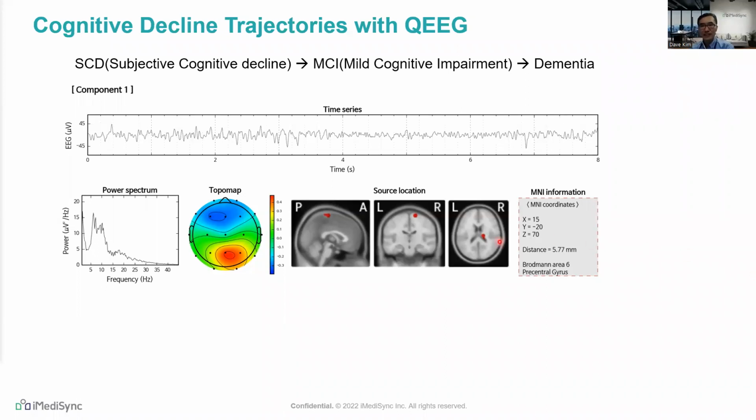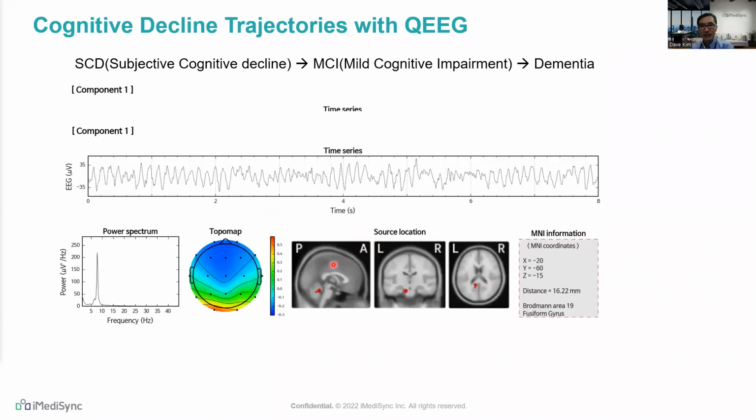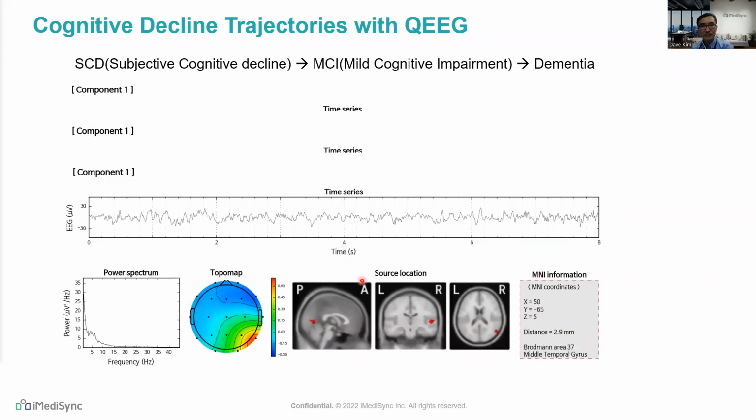If the SCD developed to the MCI, the first dominant component is the very slow alpha activity, for example, in this case. And this is the AD, Alzheimer dementia case. The first component is, there is no alpha frequency in this case.